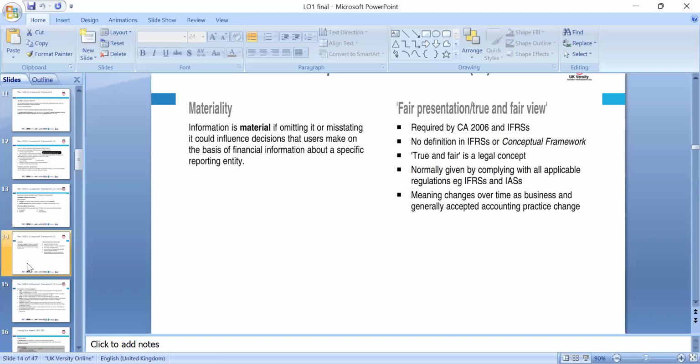So we can look at the Companies Act 2006 and financial reporting standards. We can look at the definition of IFRS, the International Financial Reporting Standards, the conceptual framework, and true and fair as a legal concept, normally given by complying with all the applicable regulations. We can look at the meaning and the changes over time in business, and generally accepted accounting.